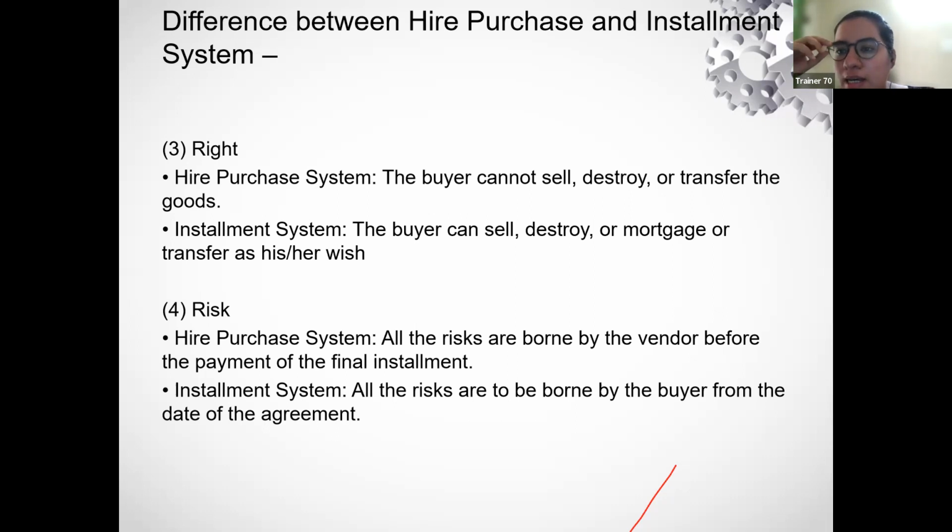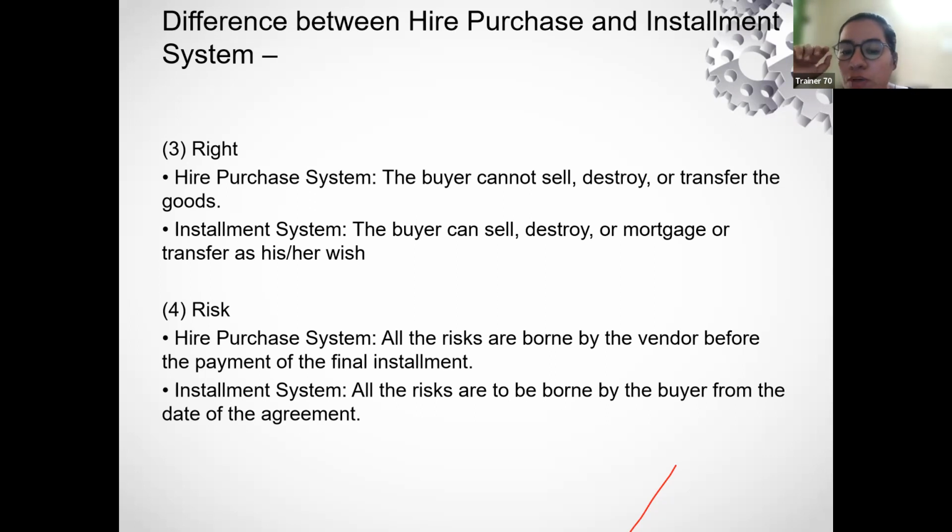So the ownership is not transferred, so the buyer has no right to sell, destroy or transfer the goods. Whereas under installment system, you can sell, you can destroy, you can mortgage, or you can transfer as per your wish. Only there is a need, the need is that you have to comply with the payment of installments.